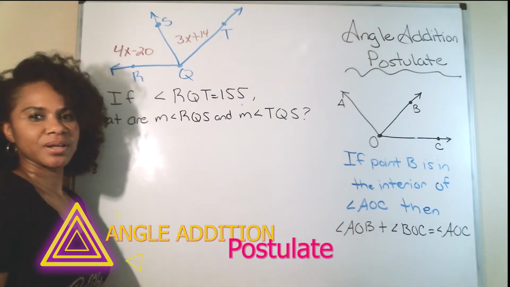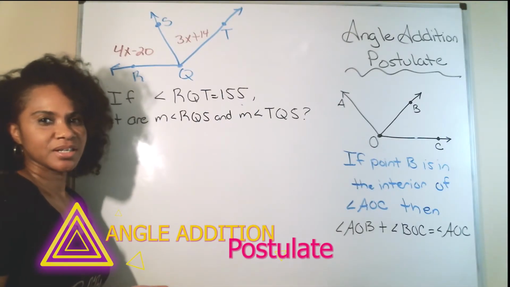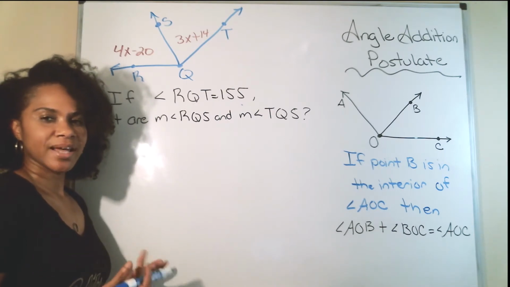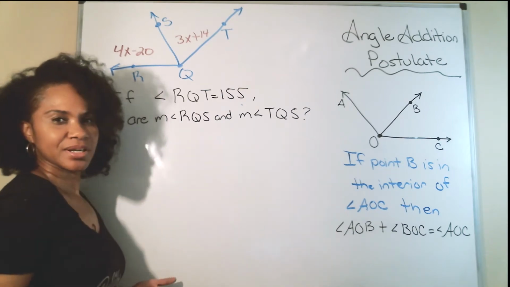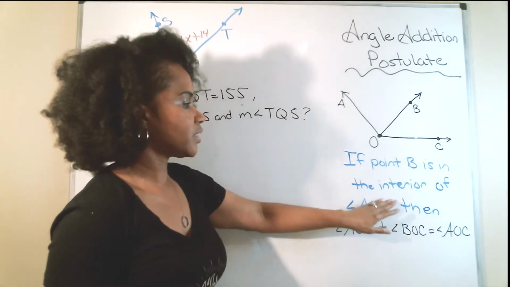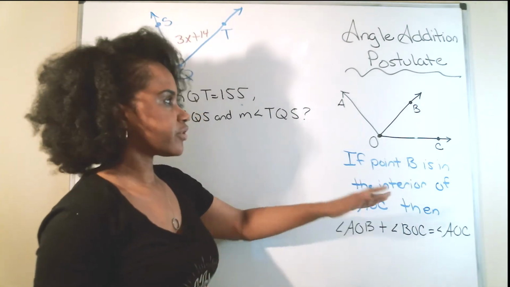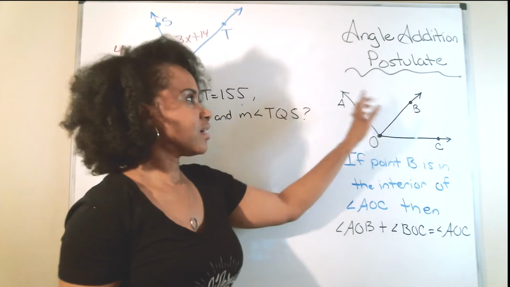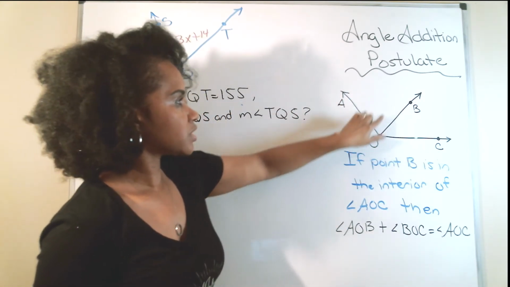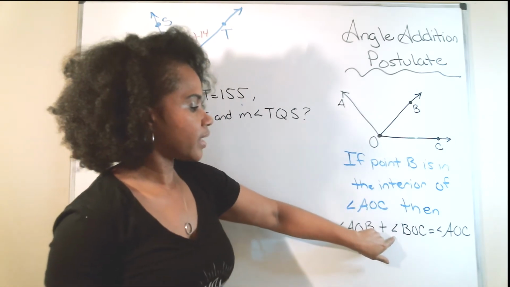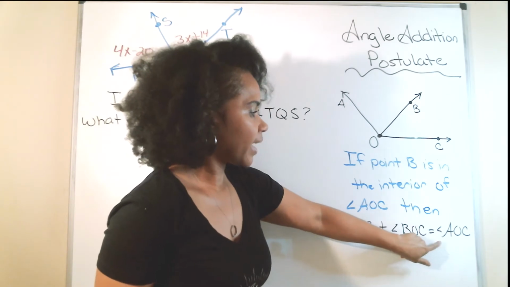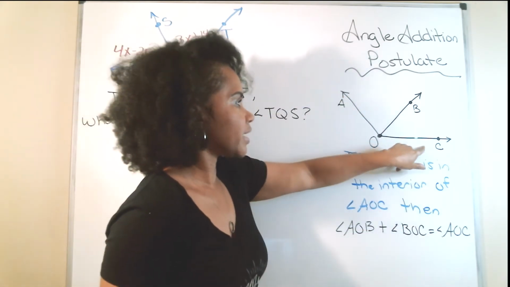In this brief video, we're looking at the angle addition postulate. If you're familiar with the segment addition postulate, it is very similar, except we're just using angles. The angle addition postulate states that if B is on the interior of angle AOC, so if B is basically on the inside of that larger angle, then angle AOB, which is this smaller angle here, plus angle BOC, which is this angle right here, is equal to AOC, which is the largest angle there.